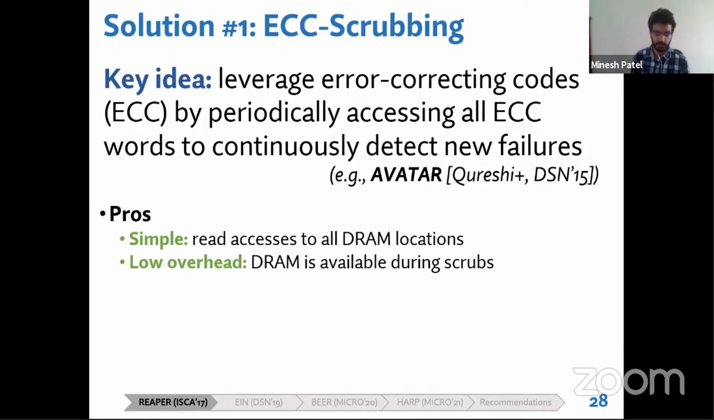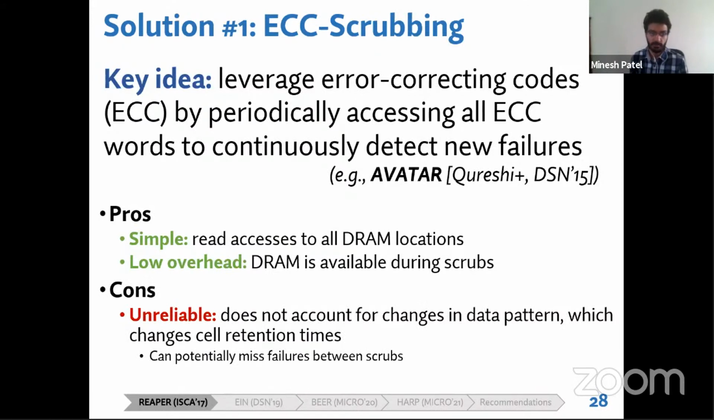The pros of this approach are that it's very simple because we're simply doing a bunch of read accesses to DRAM. And that means it's also relatively low overhead because DRAM is available for normal operations in between and during scrubs. However, this approach can be unreliable because it does not account for changes in data patterns that can occur between scrub operations. And this could potentially change cell retention times and essentially make the profiler miss retention failures in between scrub operations.